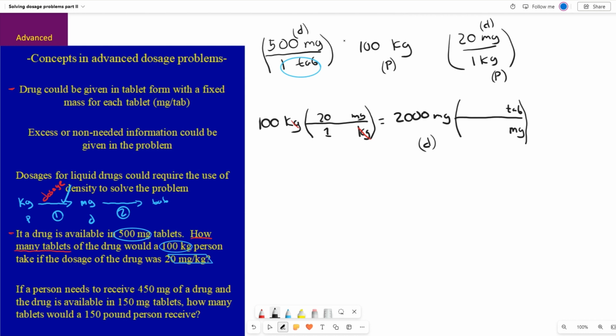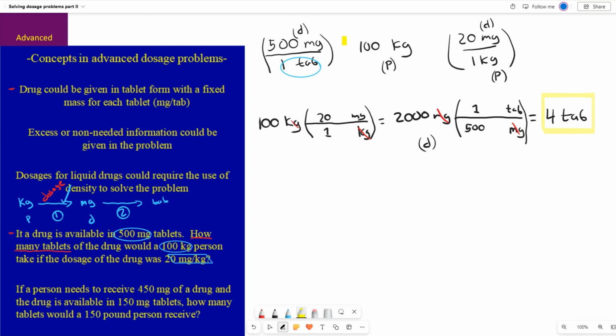And it's 500 milligrams for every one tablet. And we'll see milligrams and milligrams will cancel out. We'll take 2,000 times 1 and divide it by 500, and we'll end up with 4 tablets. And that is what the problem is asking. It is asking how many tablets would this person have to take. He would take 4 tablets.